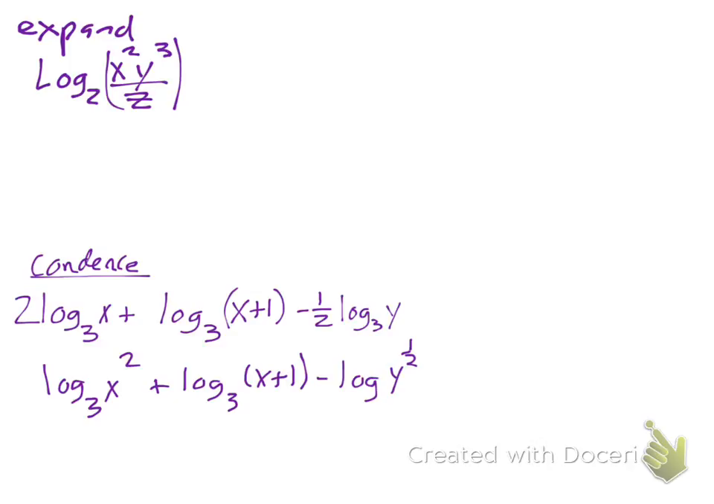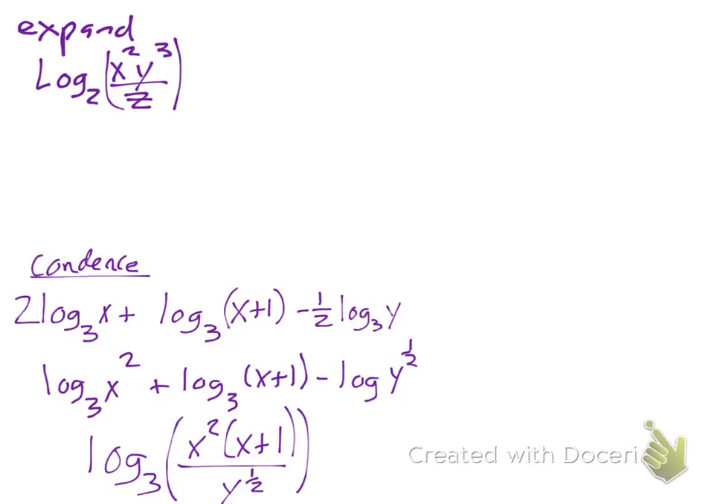And from here, now I can apply the rules from number 1 and 2 that says they're all going into the car, the same car. The same car is going to be log base 3. So I'm going to have a bigger set of parentheses here. The ones that are positive get multiplied. That's an x squared and x plus 1. What goes in the bottom? Y to the 1/2. And you now have condensed this.